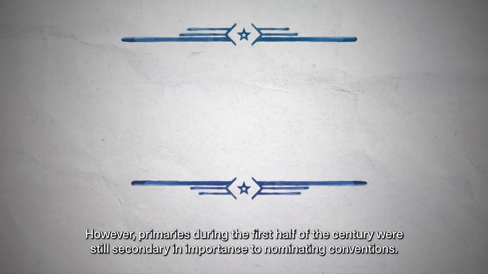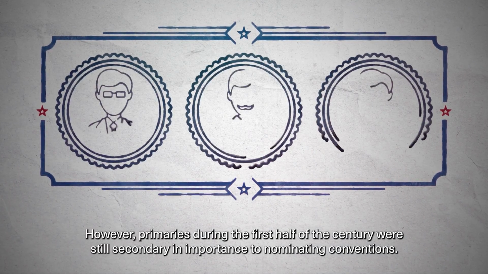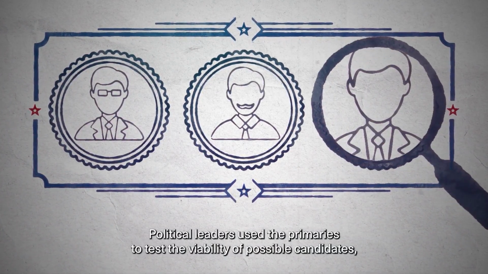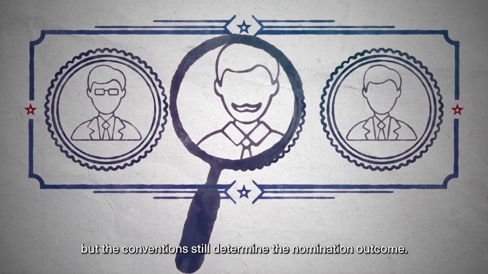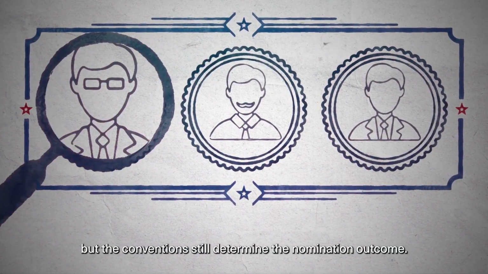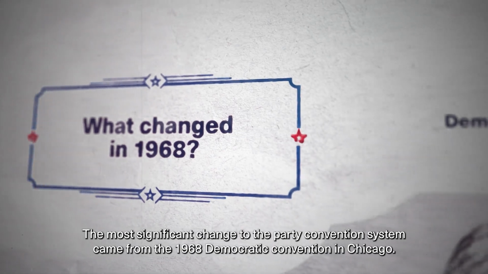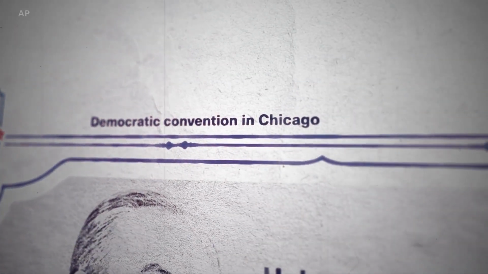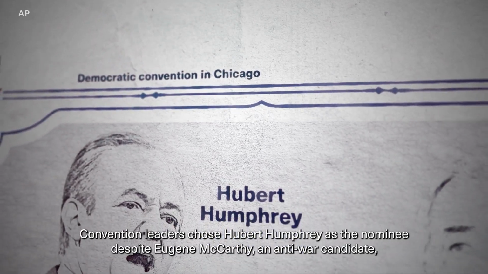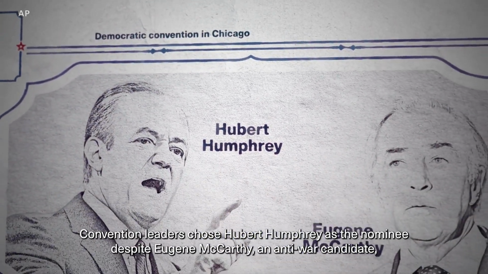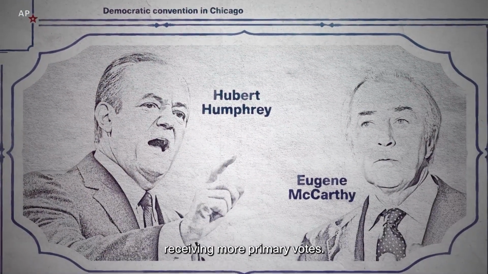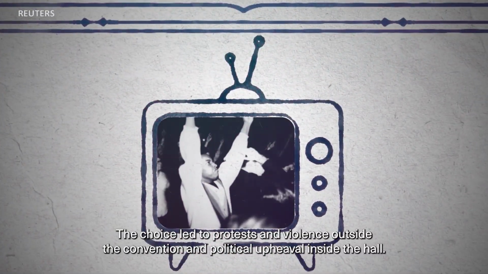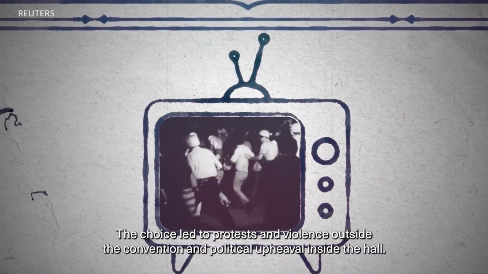However, primaries during the first half of the century were still secondary in importance to nominating conventions. Political leaders used the primaries to test the viability of possible candidates, but the conventions still determined the nomination outcome. The most significant change to the party convention system came from the 1968 Democratic Convention in Chicago. Convention leaders chose Hubert Humphrey as the nominee, despite Eugene McCarthy, an anti-war candidate, receiving more primary votes. The choice led to protests and violence outside the convention and political upheaval inside the hall.